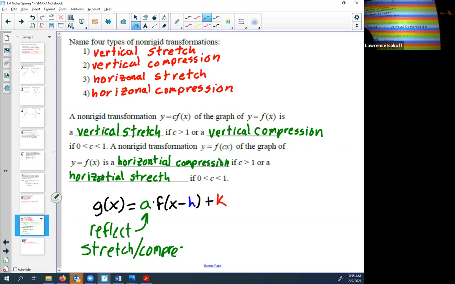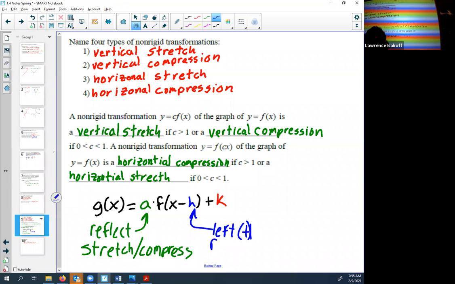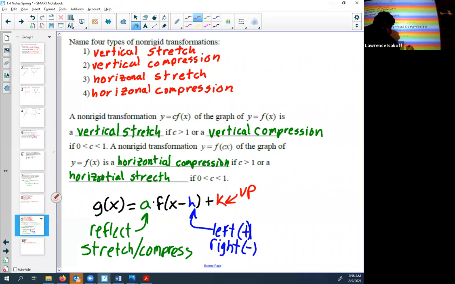H right here moves things left. Now remember, left is actually going to be positive values, or right. Right will actually be negative values. K here moves things up, and K moves in the obvious direction. Positives up, negatives are down.